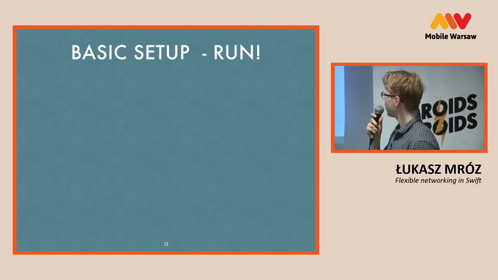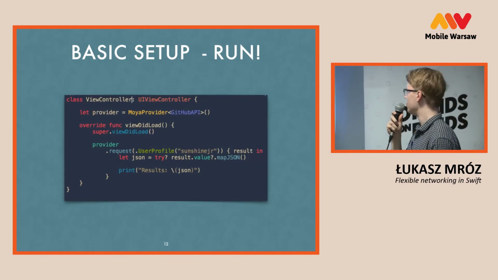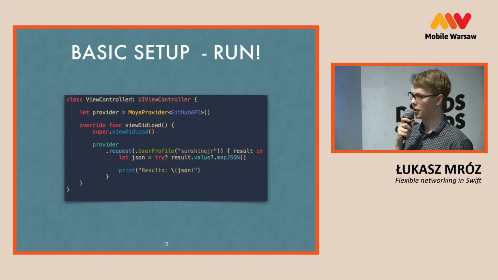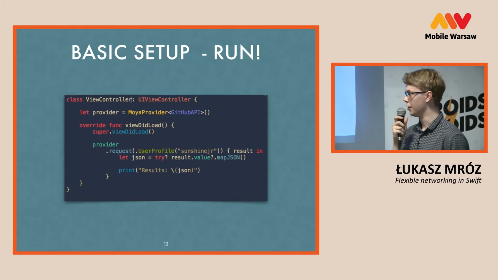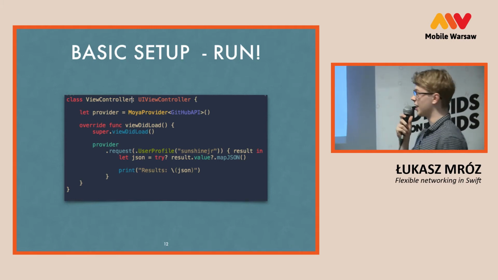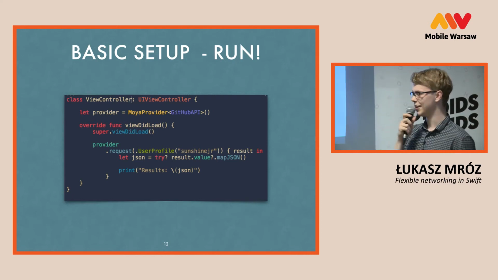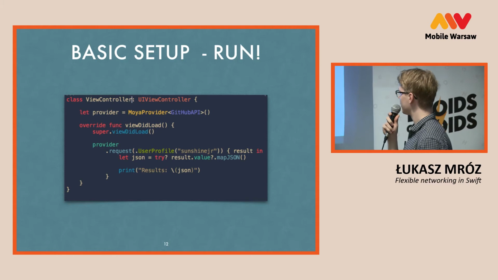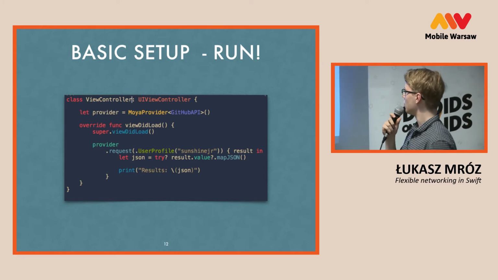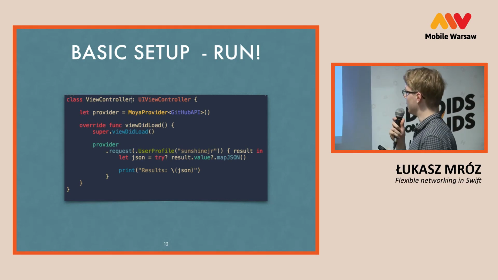So we have to retain the provider. This is a really important thing. If you don't retain the provider here, which is the property of the view controller, you will get strange errors like 99999 or something. So take care of that. And after we retain the provider, we just run the request with the clean enum case, which I was showing before. And that's it, just it.